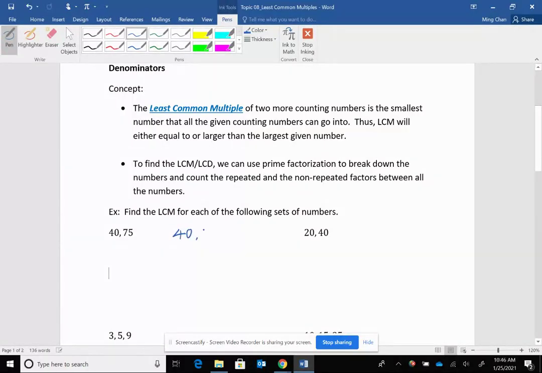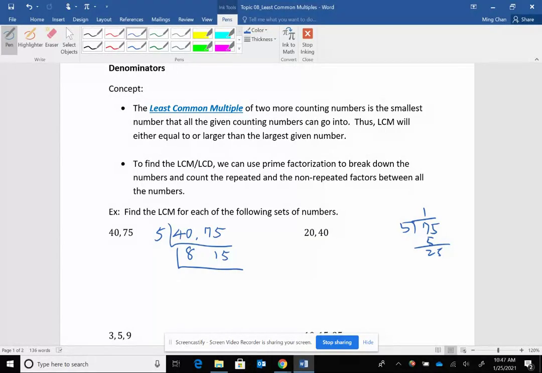So I'm going to put my 40 and 75 inside this upside down division. On the outside, I'm going to find a prime number that can go into both of these at the same time. Okay, so 5 will be the obvious choice. 5 will go into 40 8 times. 5 will go into 75, I believe it's 15 times. Now I need to find a number on the outside that can go into both of them. Okay, prime numbers. So the answer here is no. I cannot find a number on the outside that can go into 8 and 15.